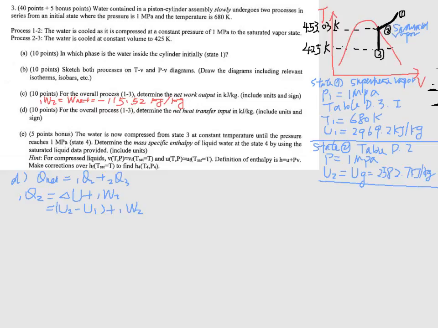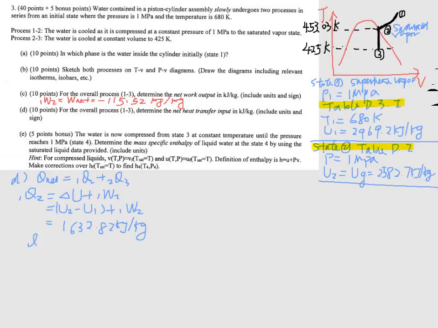Now we can plug these two values back into our equation here, and also the value for work from 1 to 2, and then we get 1632.82 kilojoule per kilogram for heat from 1 to 2. I'm going to highlight the table that I used to find these values, so it'll be easier for you to look at later.